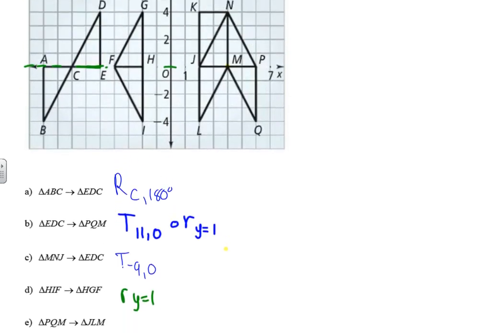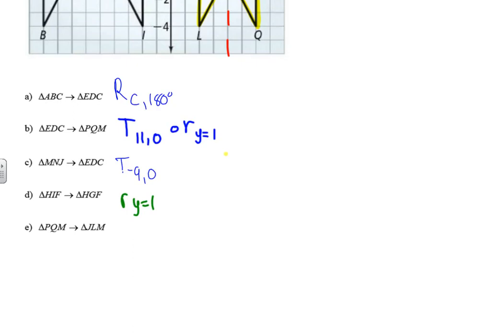Okay, triangle PQM. So PQM down here, where are we trying to get that to? JLM, okay. Well, you know what that is? That's a reflection, but this reflection is through a vertical line. What is that vertical line? Well, where does it cross the x-axis? It crosses it at 1, 2, 3, 4. So we would say that is a reflection in the line x equals 4.